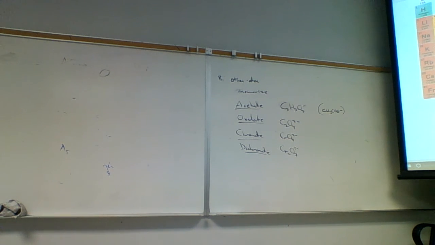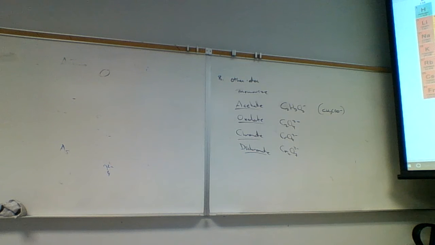Sulfate is off the periodic table. SO4, 2 minus. We have something similar to sulfate, but before I get to that, let's talk about permanganate. Permanganate is MnO4 minus 1. A little tricky to remember, permanganate.